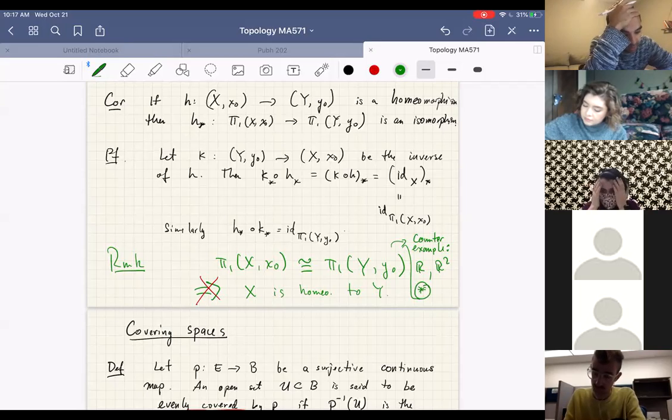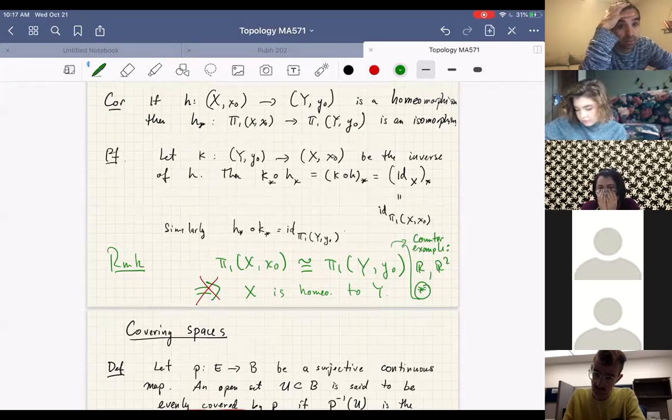So it's harder to construct examples of spaces with the same fundamental group which are non-homotopy equivalent. That's a harder task, but doable.